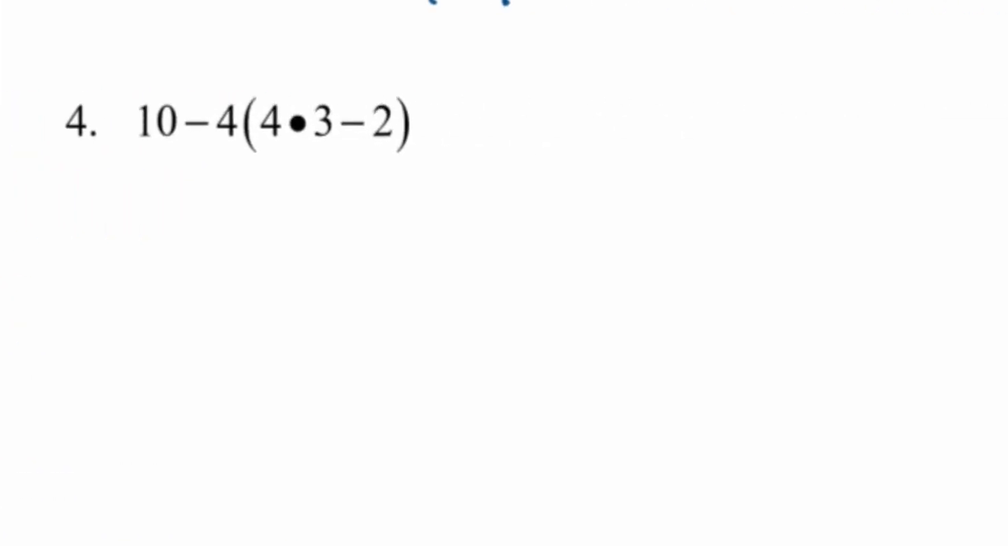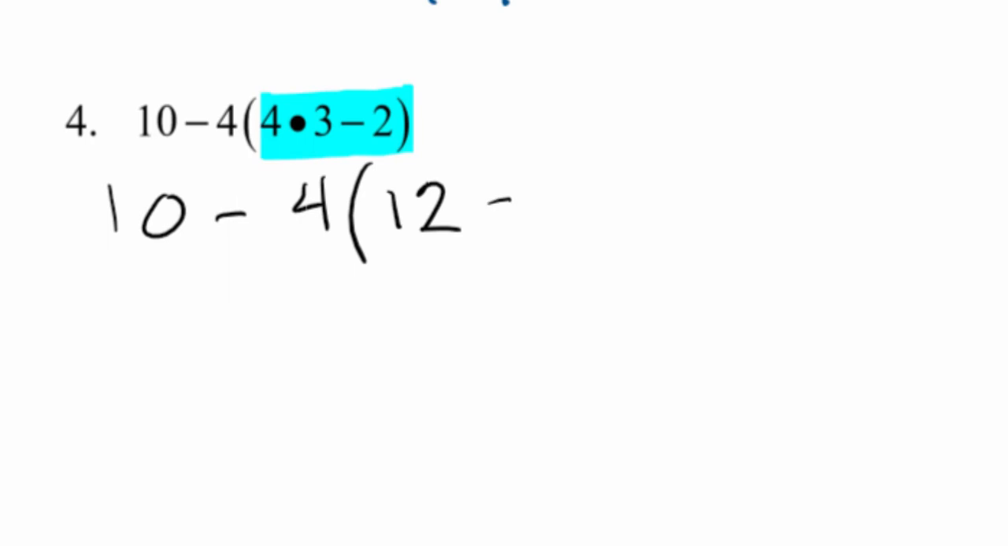Okay, number 4 does have a set of parentheses. So we're definitely going to look at that set of parentheses first, aren't we? And within that set of parentheses, you may be noticing that we have both a multiplication and a subtraction. So which one do you think goes first? Well, if you said multiplication, you are right. So we're going to go 4 times 3, which is 12, minus 2.